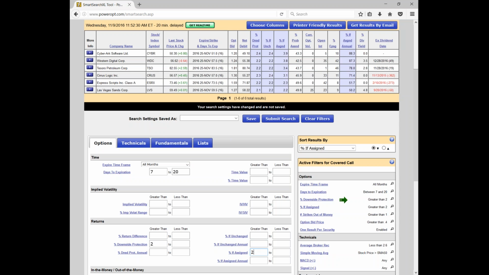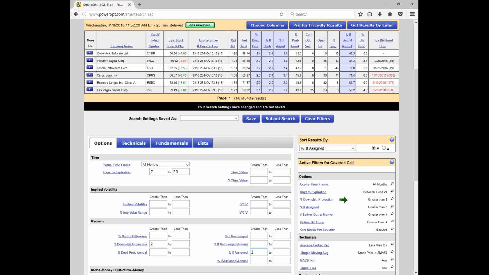Tesoro Petroleum, those of you looking to do out of the money covered calls on dividend paying stocks, we've got a couple dividend yields there. And of course Las Vegas Sands, pretty volatile, has a decent premium. We're all looking at the same downside protection, now, about 2 to 2.3%.